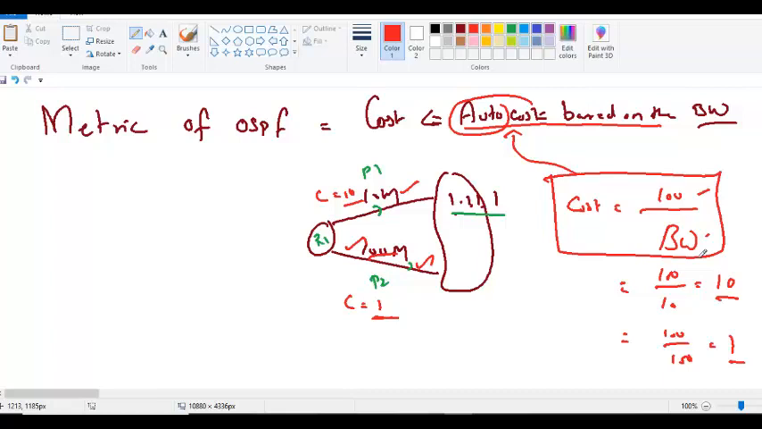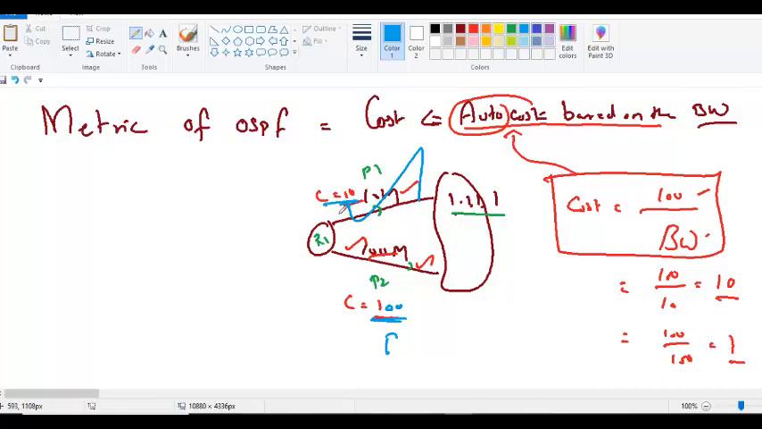But if you go and tell cost is 100, actually the automatically calculated cost is only 1. But if you go and say, no, I want to consider as 100, then this will become the best path. Why? Here you did not set the cost. Here cost is auto-calculated. Here cost is configured by you. The command is very simple. Go under the interface and say IP OSPF cost 100.